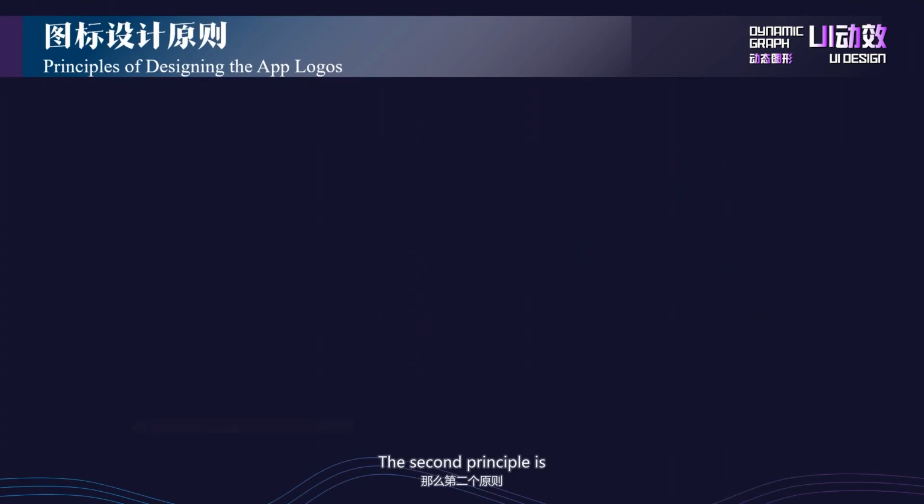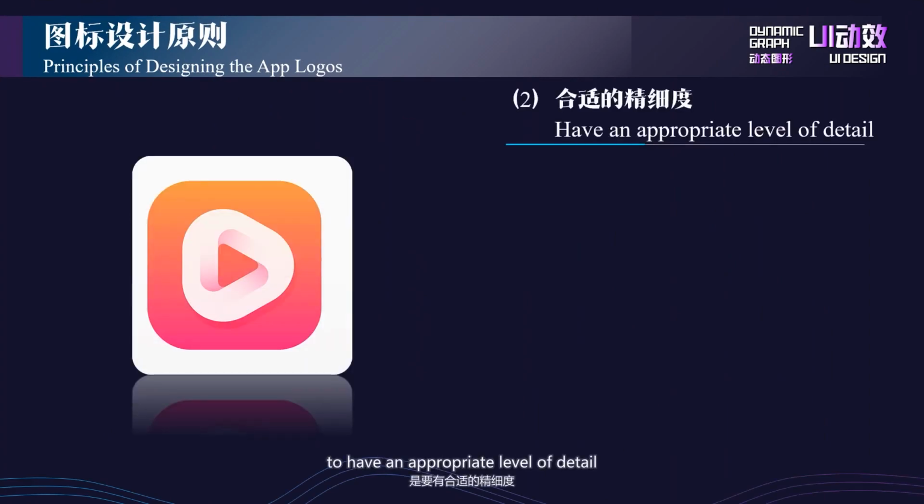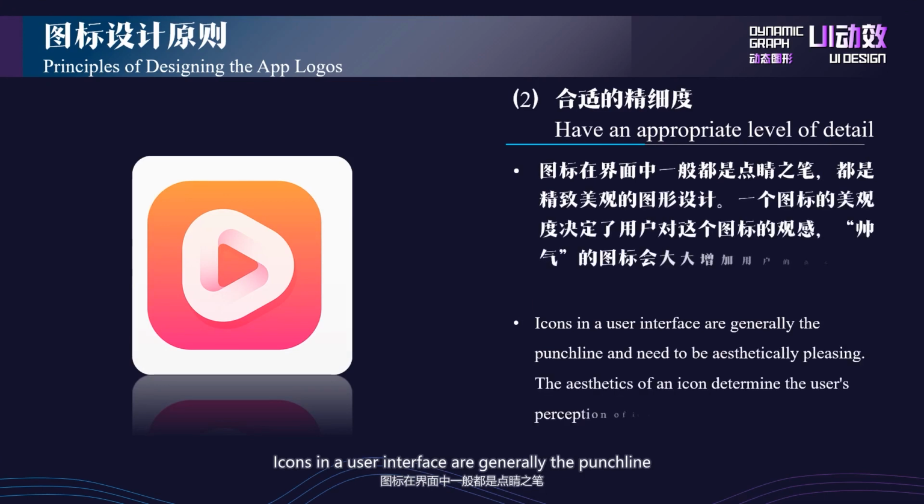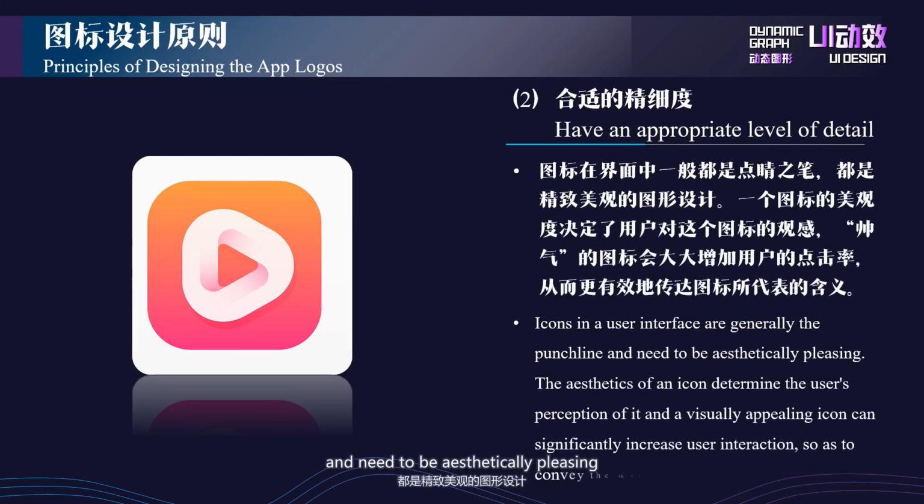The second principle is to have an appropriate level of detail. Icons in a user interface are generally the punchline and need to be aesthetically pleasing. The aesthetics of an icon determine the user's perception of it, and a visually appealing icon can significantly increase user interaction so as to convey the meaning of icons more effectively.